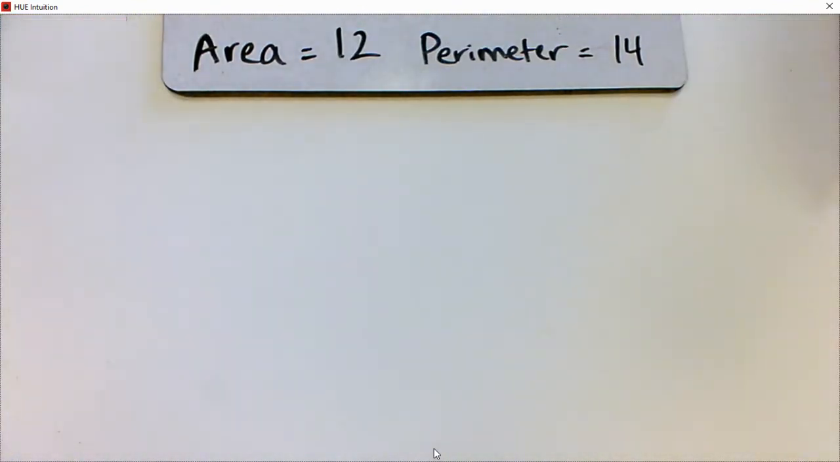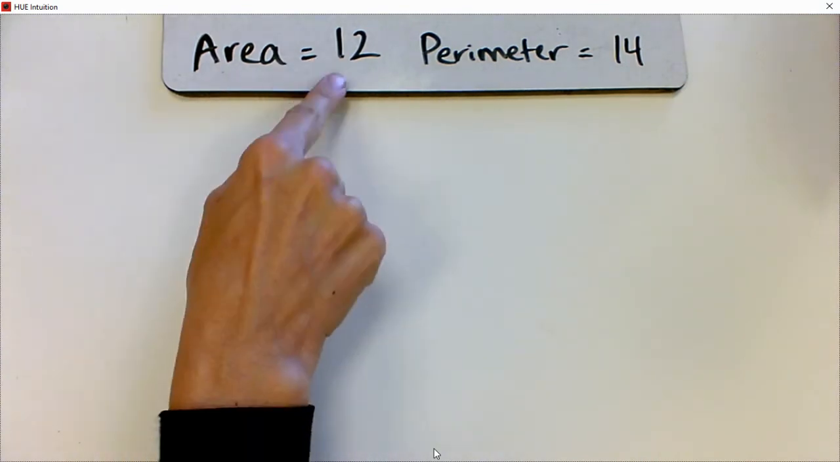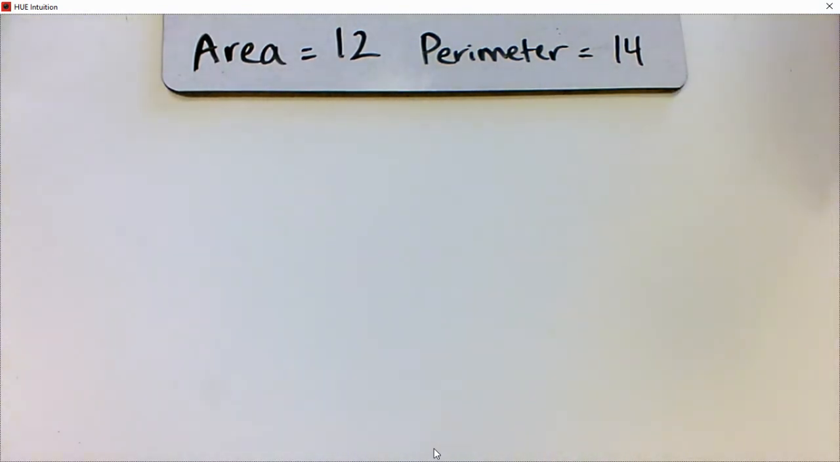So I'm giving you the area and the perimeter of the rectangle. You have to make a rectangle that works. Let's try a few together. Our first rectangle that we make using tiles has to have an area of 12 and a perimeter of 14. So some tips for getting started.